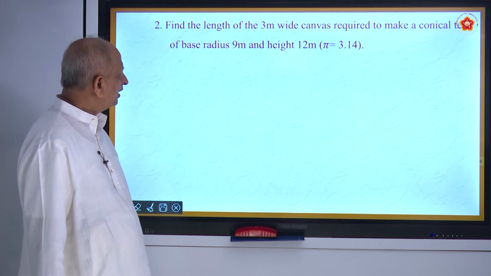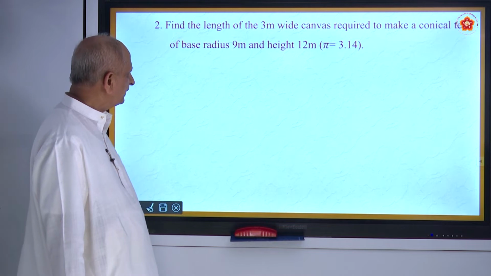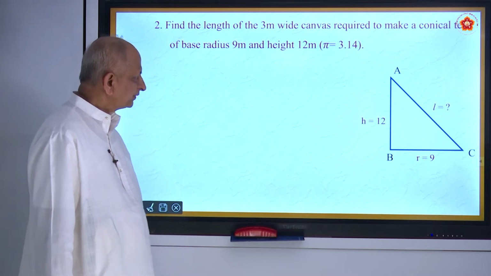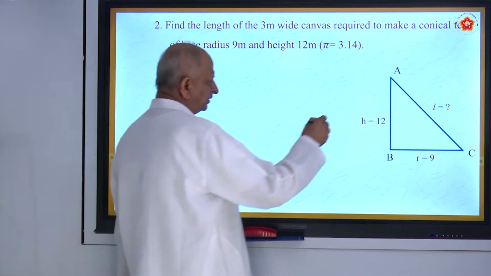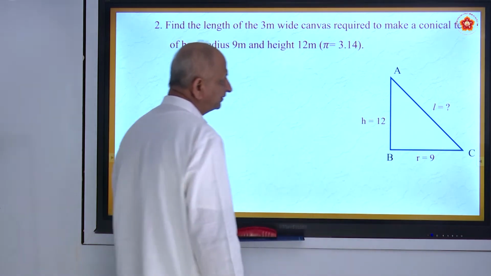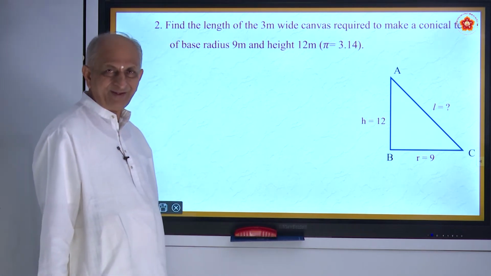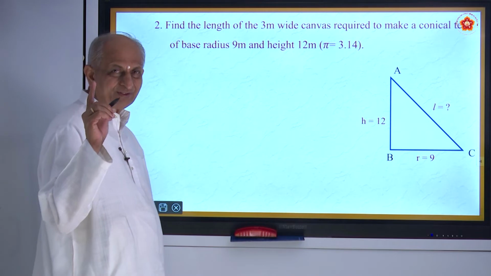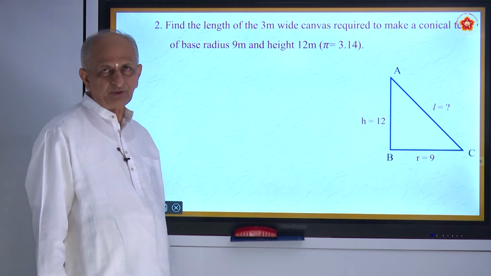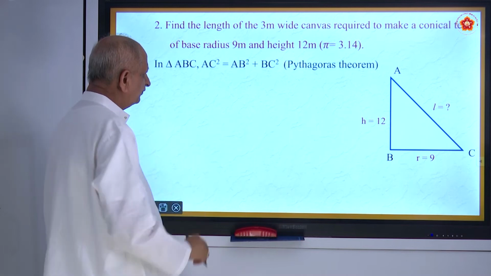The length of a 3 meter wide canvas required to make a conical tent of base radius 9 meters and height 12 meters. So here the height of the tent is 12, radius of the base is 9. You have to find out slant height. Why? Because you are asked to find out the canvas. So canvas you have to find out means surface area. Lateral surface area you have to find out.